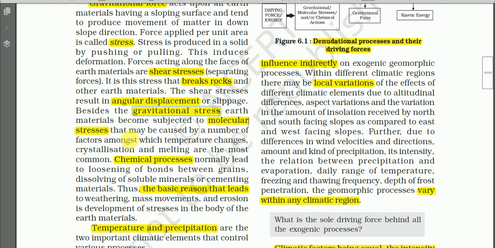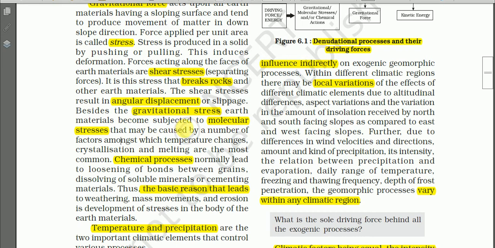So earth matter becomes subjected to molecular stresses that may be caused by a number of factors, among which temperature changes, crystallization, and melting are the most common. So molecular stresses result in the mechanical and the chemical weathering processes. That means molecular stresses are related to the mechanical weathering process and the chemical weathering process.